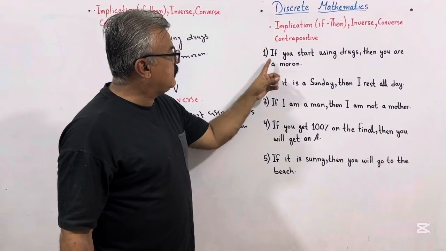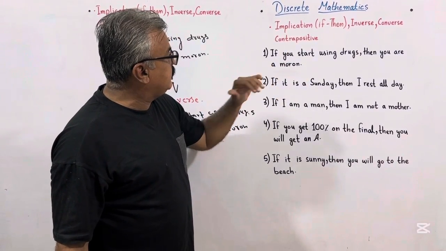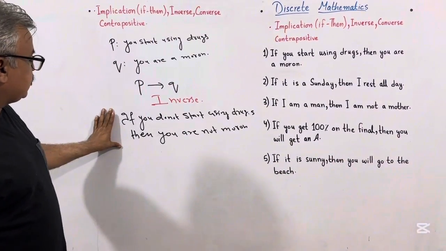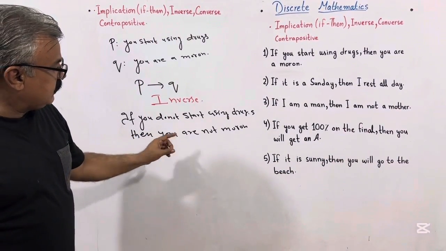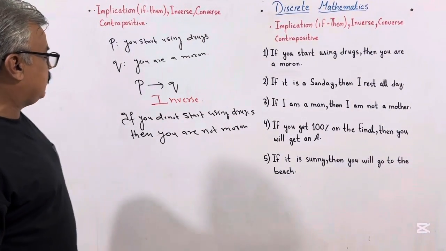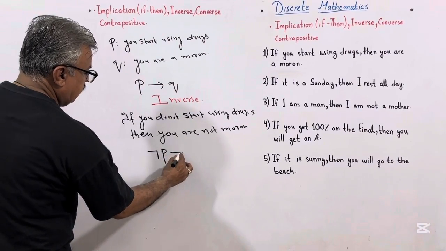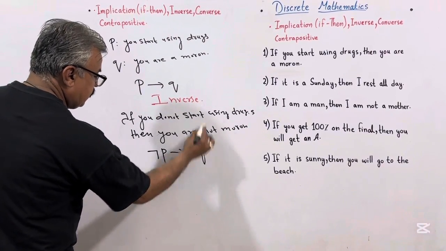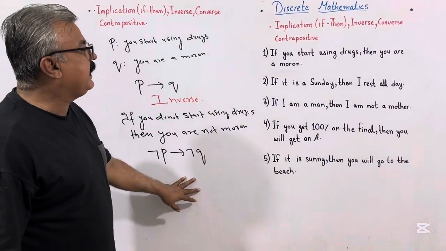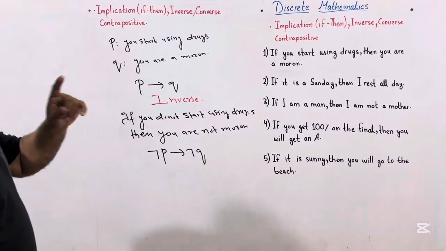This if-then implication reads: if you start using drugs, then you are a moron. How can the inverse be read? If you do not start using drugs, then you are not a moron. How to write it in symbols? Negation of P implies negation of Q.